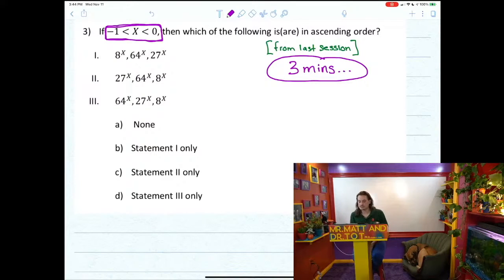Number 3 reads, if negative 1 is less than x, which is less than 0, which of the following is or are in ascending order? Statement 1 says 8 to the x power, comma, 64 to the x power, comma, 27 to the x power. Statement 2 says 27 to the x power, comma, 64 to the x power, comma, 8 to the x power. Statement 3 says 64 to the x power, 27 to the x power, and 8 to the x power. Answer selection A is none, B is statement 1 only, C is statement 2 only, and D is statement 3 only. I'll give you 3 minutes.